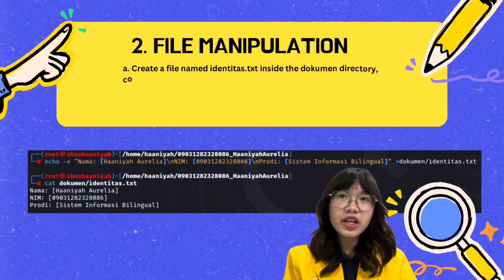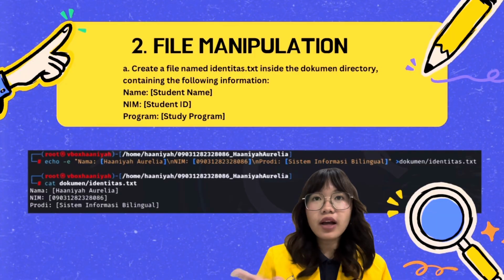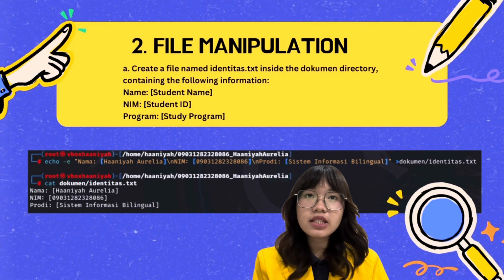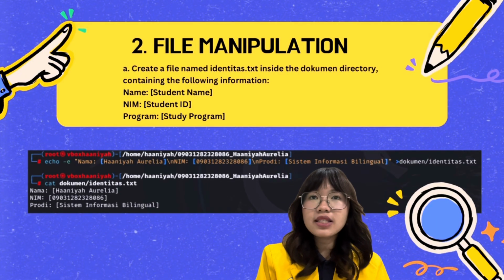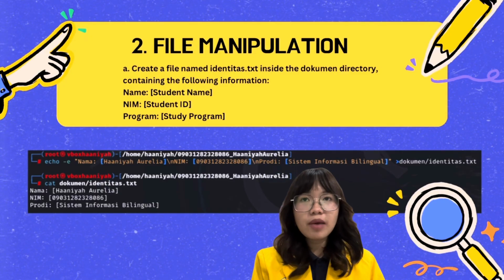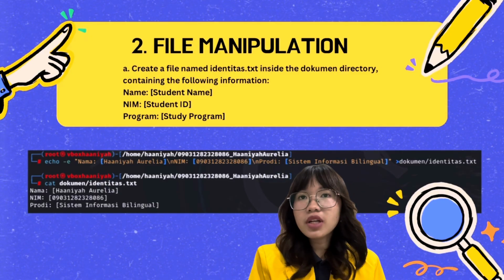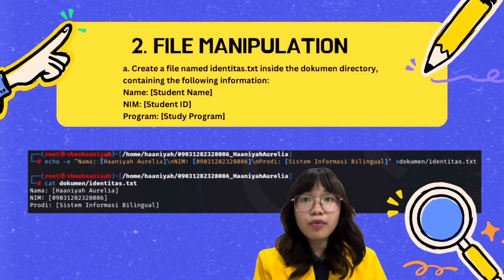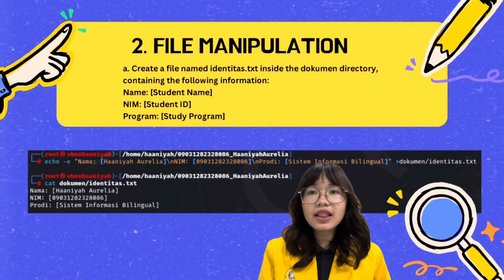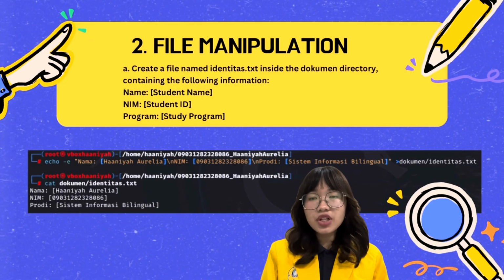Second, file manipulation. A. Create a file named identitas.txt inside the document directory containing the following information: name or student name, student ID, and program or study program. And now, we will create a text file containing the student's personal information.